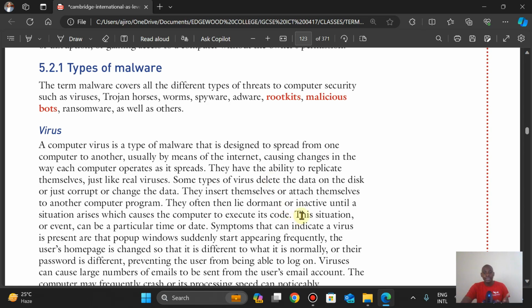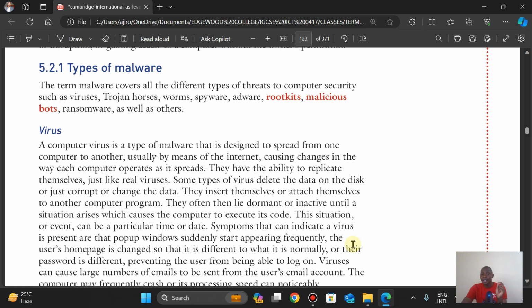Some types of virus will delete the data on the disk, or just corrupt or change the data. They can also insert themselves or attach themselves to another computer program. They look for a host. Sometimes they lie dormant or inactive until a situation arises which will cause the computer to execute their code. The situation or event could be a particular time or date.